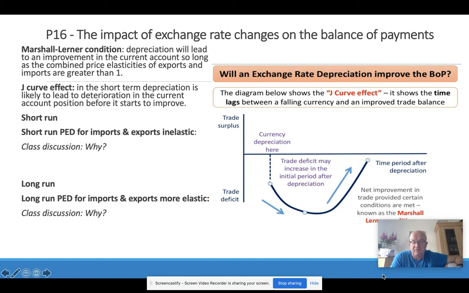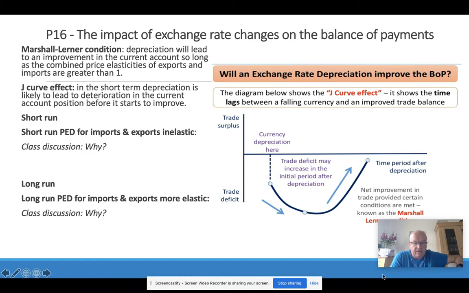So clearly, if the price changes, then demand hopefully is also going to change as a result of that, but that will depend on the price elasticity for both imports and exports. So if we assume that it is greater than 1, then in the longer term, a depreciation will actually lead to an improvement in the current account. Okay, so that's the first one, the Marshall-Lerner condition.